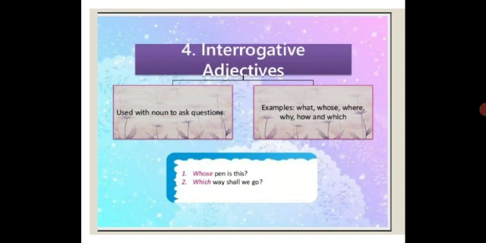Next, interrogative adjectives are used with nouns to ask questions. For example, what, whose, where, why, how, and which. Whose pen is this? Whose is interrogative adjective. Which way shall we go? In this, which is interrogative adjective.